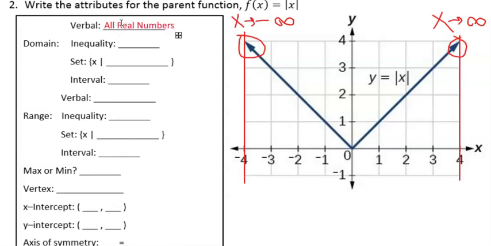For our inequality notation, we actually wouldn't have one. We would just say all real numbers. But if you want to have an informal notation, it would look like this. Negative infinity is less than x and is less than positive infinity. For our set notation, set builder notation, we have x such that x is an element of the real numbers.